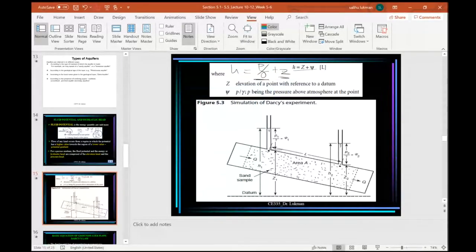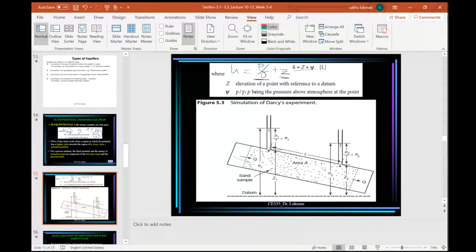You do an experiment in which you have a pipe, and water is flowing at a rate Q. So this is the datum. This is Z1, Z2. Okay, and when you sink a piezometer, water will rise to this level, which is the head of this point. This is the pressure head at that point.